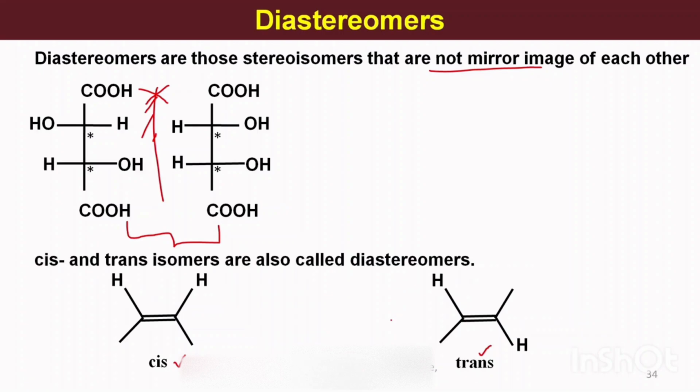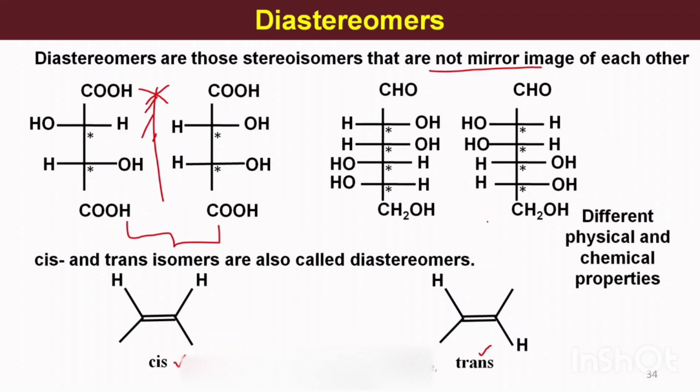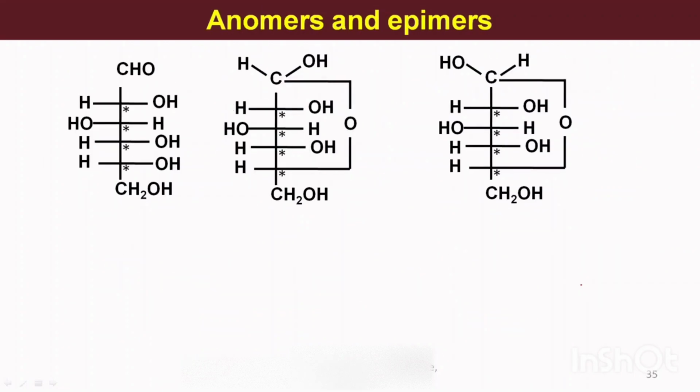All cis-trans isomers are diastereomers. All geometrical isomers are diastereomers. All the stereoisomers except enantiomers are diastereomers. So, in the monosaccharides, glucose and mannose, glucose and galactose are diastereomers. Diastereomers have different physical properties like boiling point, melting point, density, solubility, viscosity, refractive index, etc. Diastereomers have different chemical properties like rates of reactions and reactivity, even in achiral and chiral reaction media. This difference in physical and chemical properties of diastereomers is very useful in separating stereoisomers from their mixture.